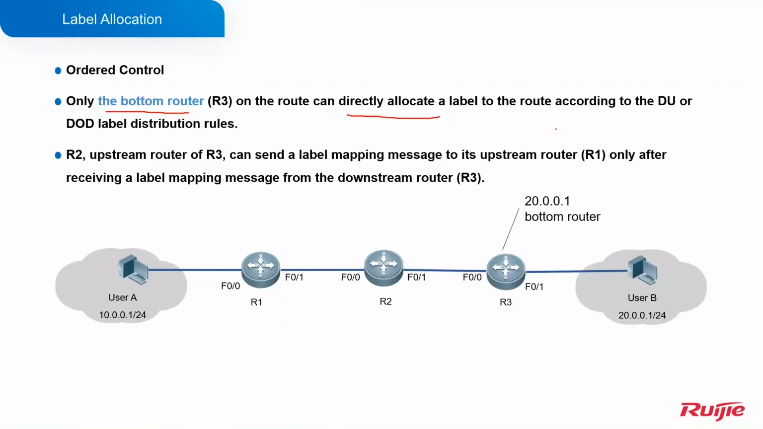So in this mode, although R3 is the bottom router for the segment 20.0.0.0, if R3 doesn't have any label information for the neighbor R2, R2 cannot send out the label information to R1 until it receives the message from R3. That means your out label already has a number, maybe number 3. Then we can allocate the in label to my neighbor R1 to become its out label. So this is ordered control.